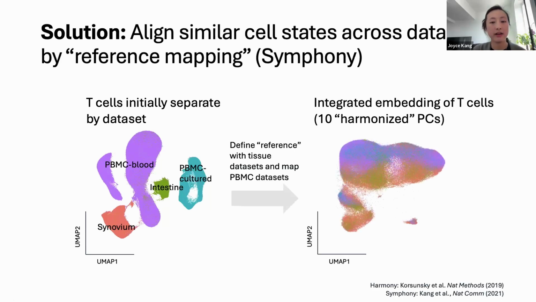The solution is an approach called single cell reference mapping, where we can align and integrate cell states from different sources into a harmonized lower dimensional embedding. We used a method we developed previously called Symphony to define a reference coordinate space using the tissue data sets, and then mapped the PBMC data sets on top. You can see here that now we have all the T cells from the multiple data sets harmonized in the same space. This makes the single cell data from different data sets comparable.